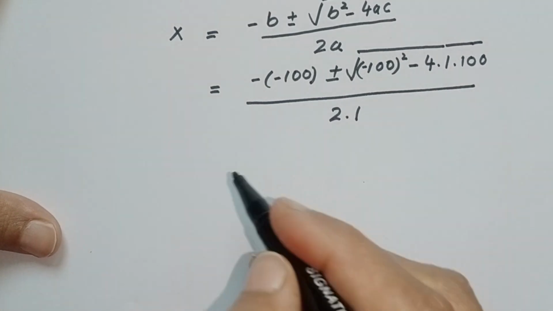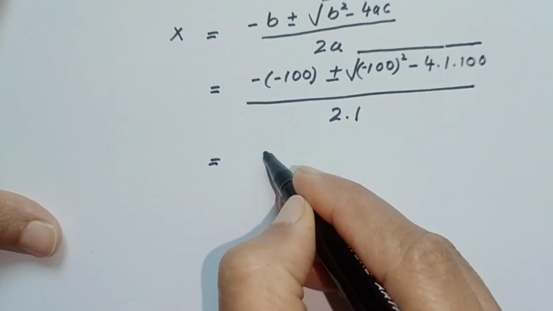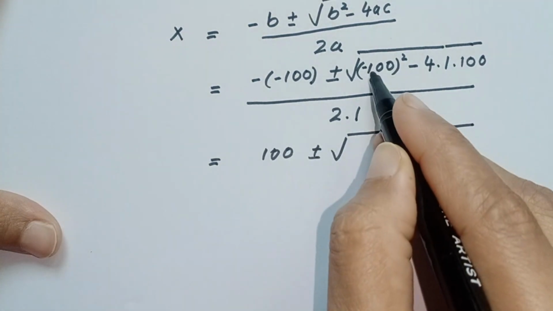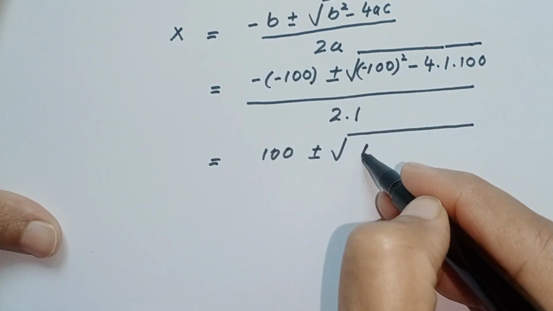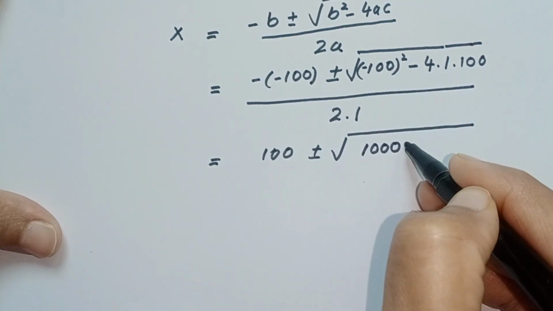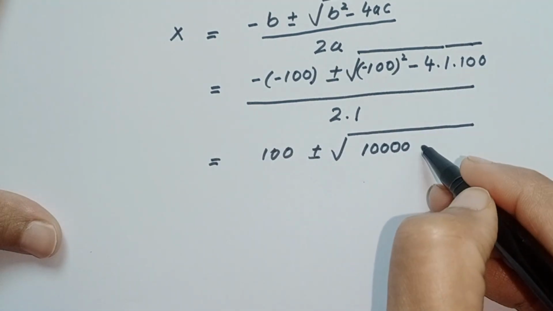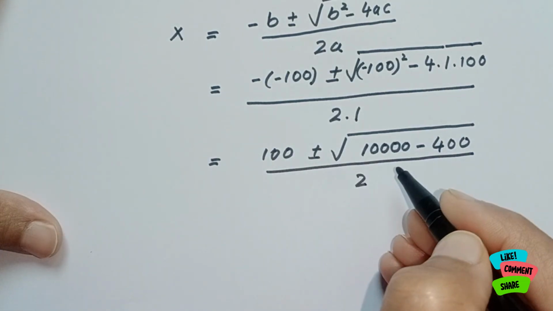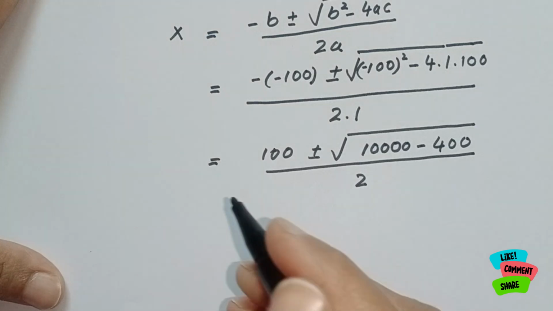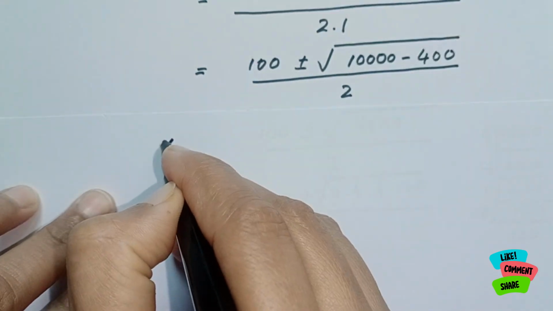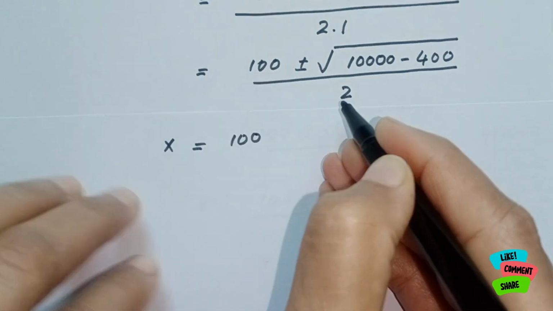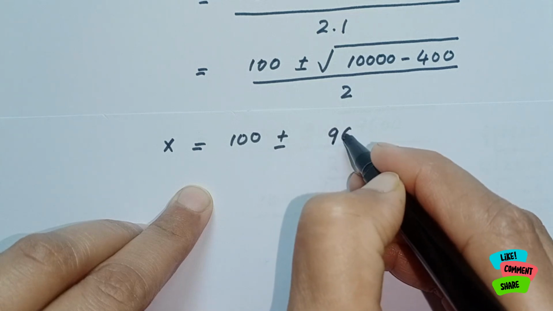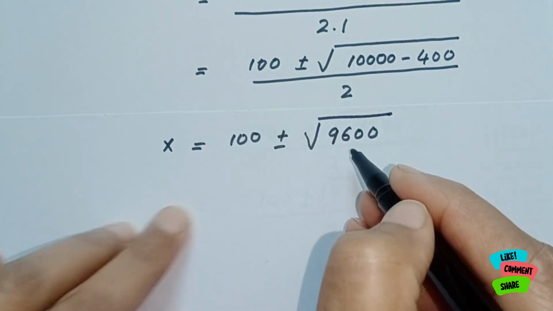So in the next step, x is equal to minus minus will give plus 100 plus or minus square root. Minus 100 times minus 100 will give 10,000 minus 4 times 1 times 100 will give 400 over 2. So x is equal to 100 plus or minus square root 10,000 minus 400 will give 9,600 over 2.